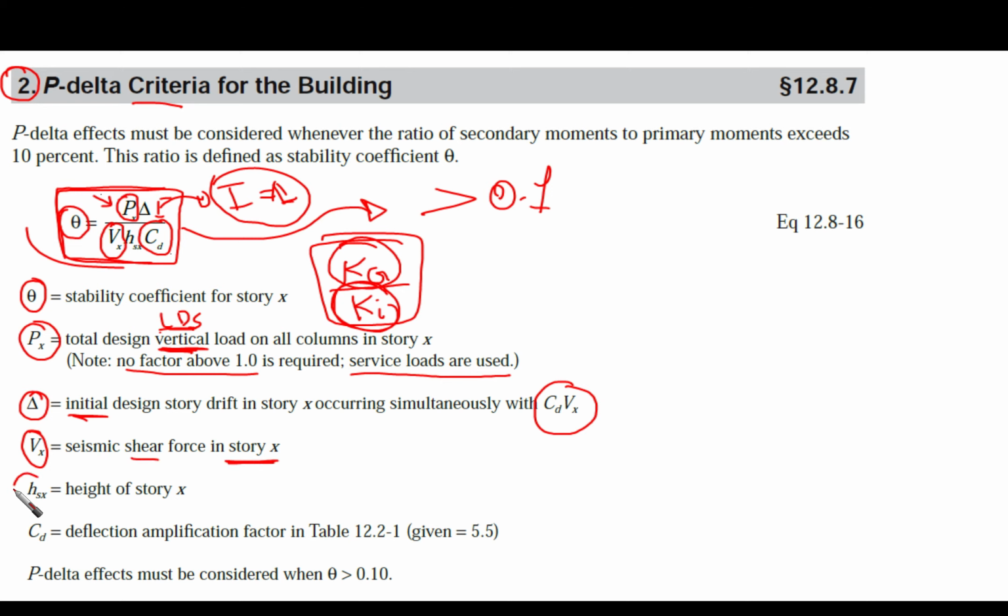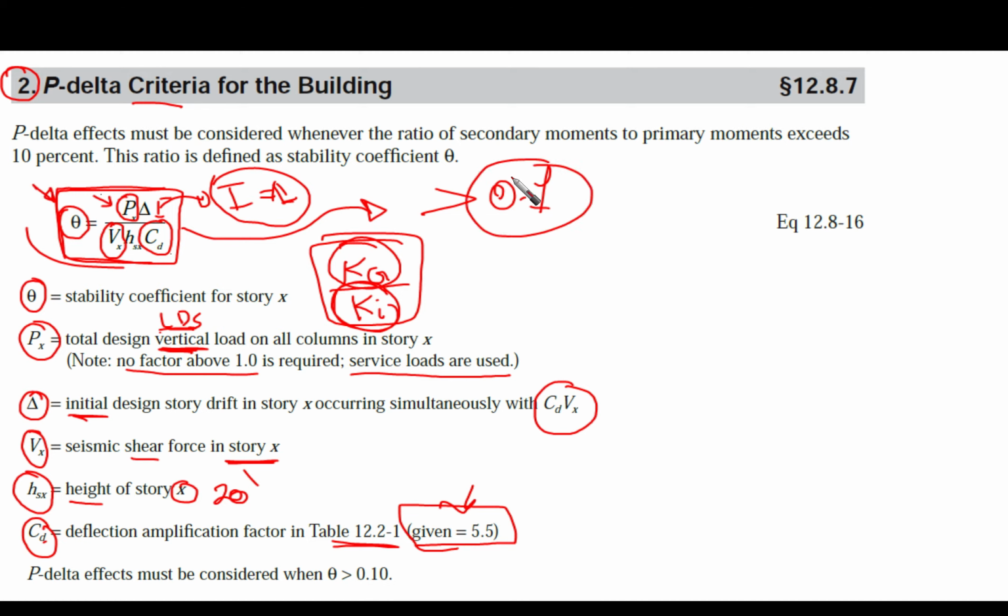and then hx, which is the height of story x. It is the story height, which is 20 feet here, and CD is the deflection amplification factor given in table 12.2-1, and it is given for us actually here, it is 5.5. In this case, if this theta, the stability coefficient, is larger than 0.1, then we are going to consider the P-delta effect.